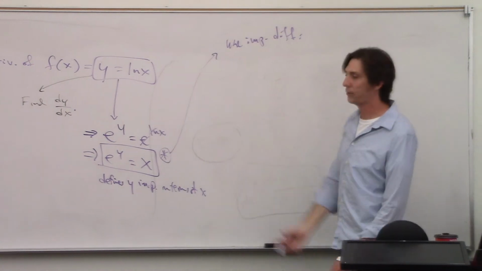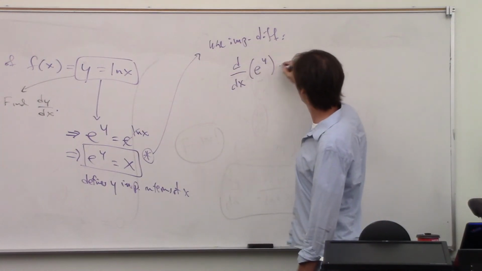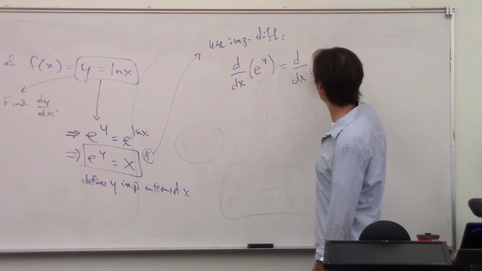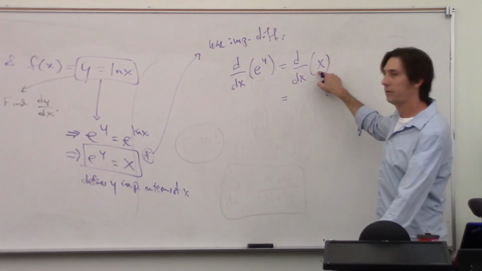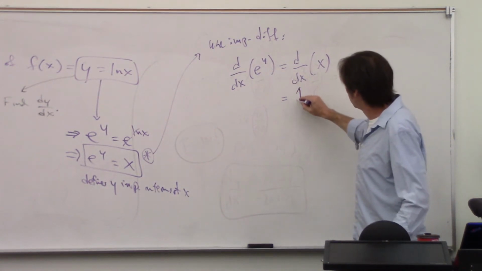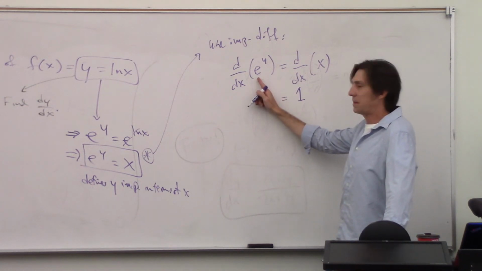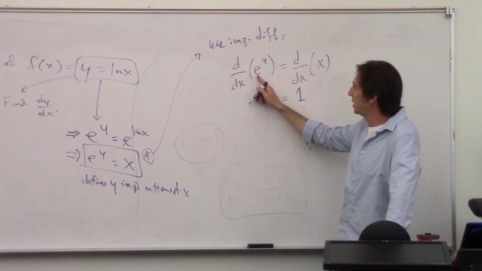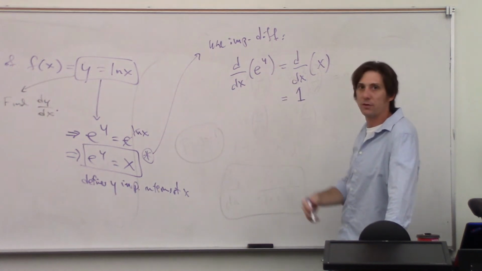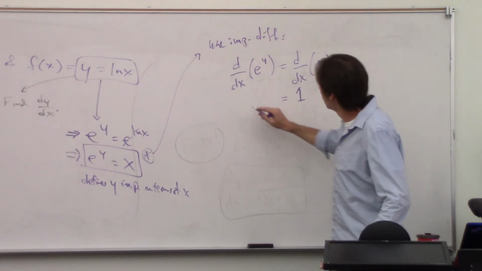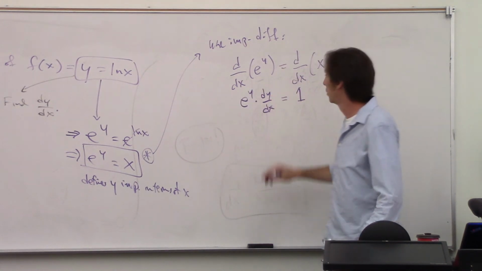All right, well, I know the steps. Let's differentiate both sides of the equation with respect to x. On the right-hand side, the derivative of x with respect to x is 1. That's just the normal thing. On the left-hand side, when I differentiate a y term, like e to the y, I have to remember to multiply by the derivative dy/dx. So that's e to the y times dy/dx.